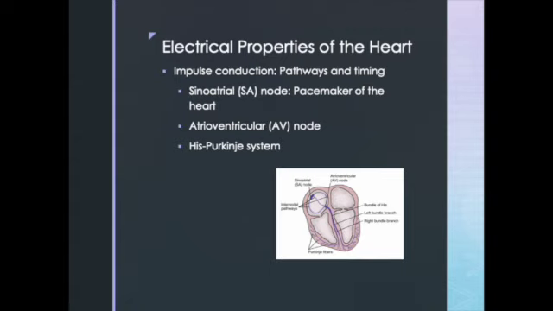It's going to spread rapidly through the atria. It's going to pass slowly through the AV node, or the atrioventricular node. And then we're going to move very quickly again through the ventricles by way of the His-Purkinje system, Purkinje fibers. Now, under normal circumstances, this SA node is going to serve as the pacemaker for the heart.